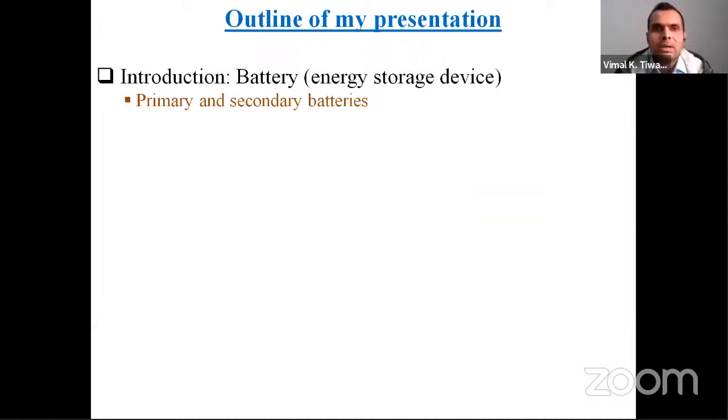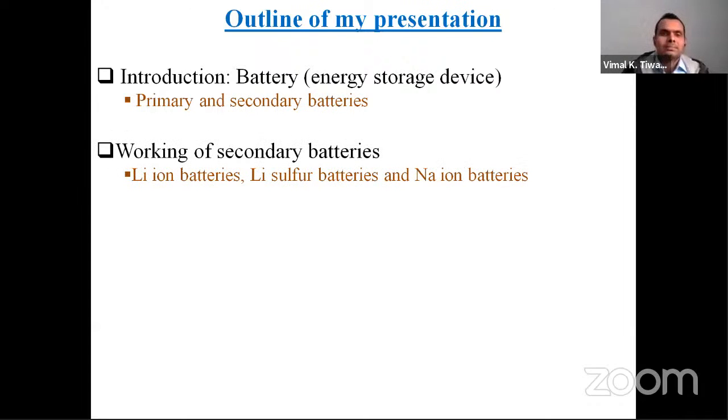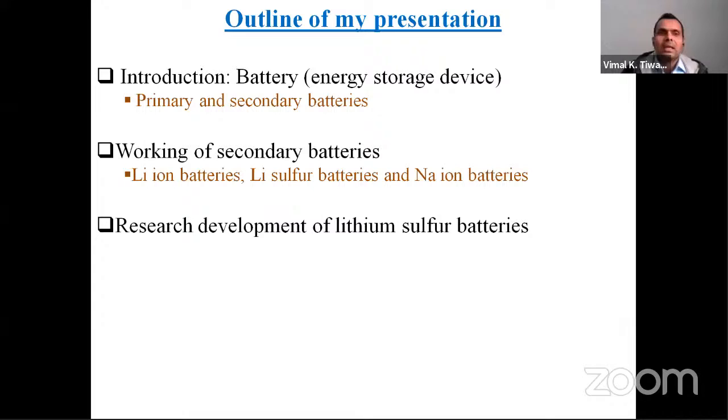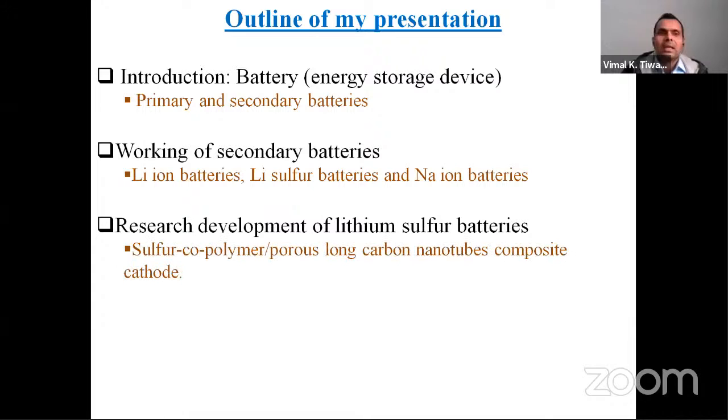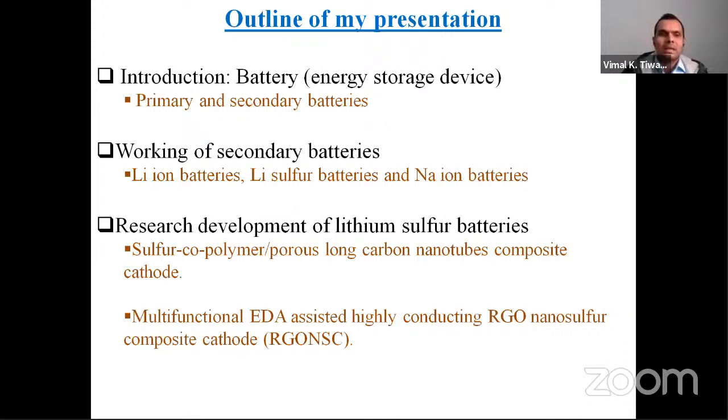My outline for today's presentation is: first I will introduce the battery, primary battery, secondary battery, then types of secondary battery: lithium ion battery, lithium sulfur battery, and sodium ion batteries. Then I will explain the research development on lithium sulfur battery. Here I will discuss my work. I prepared the cathode based on sulfur copolymer and porous long carbon nanotube composite. In another work, I used EDA to make highly conducting RGO, and I prepared the nanosulfur RGO composite cathode for high performance lithium sulfur battery. And then I will conclude my work.